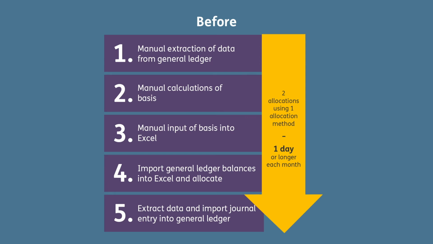The typical process we see before customers have dynamic allocations looks something like this. So number one, you do a manual extraction of data. Then you do the manual calculations to figure out how you want to allocate, and you pop that into Excel. Then what tends to happen is you then pull out the balances from the general ledger into Excel and figure out what your journal should look like.